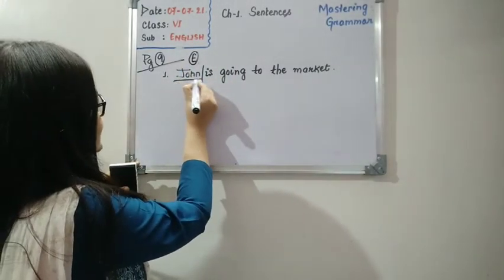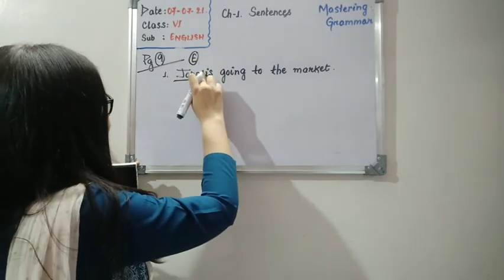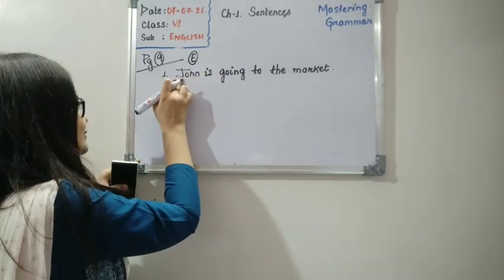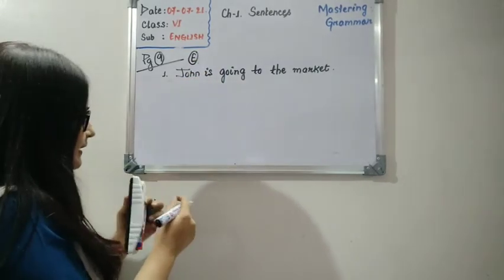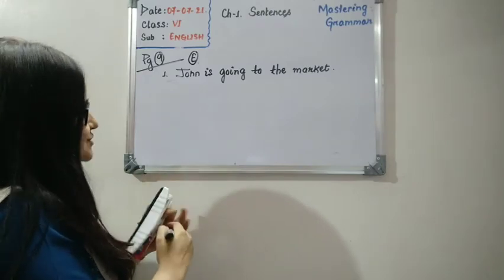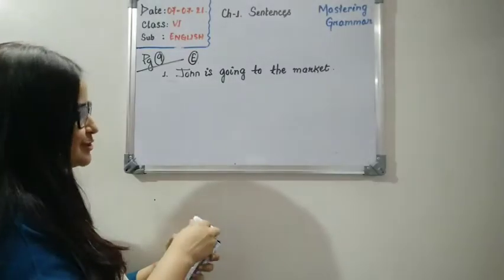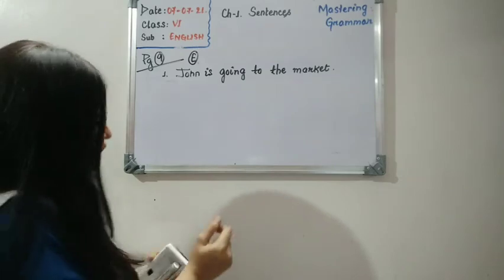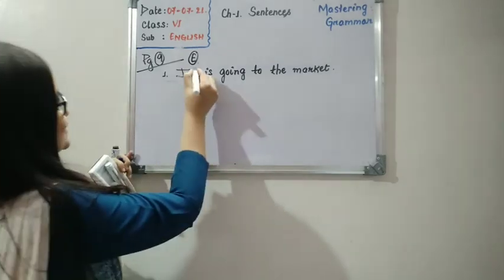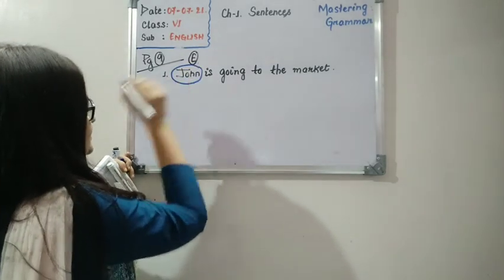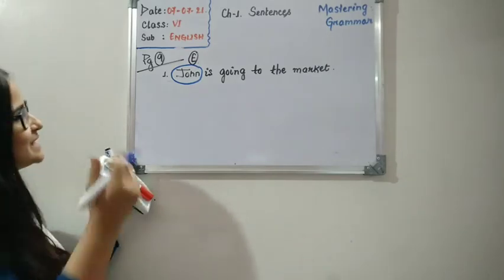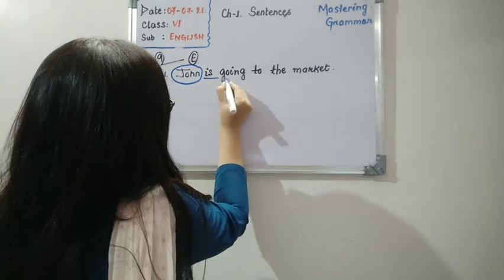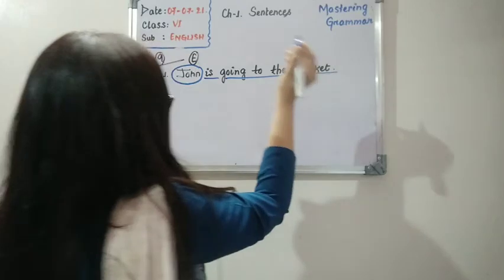So children, we can see that John here will be circled and not underlined. Because why? Because we have been asked to do so in the instructions. So let me change my pen's color and circle Mr. John here. John will be circled and the predicate has to be underlined. So we will be underlining the predicate.